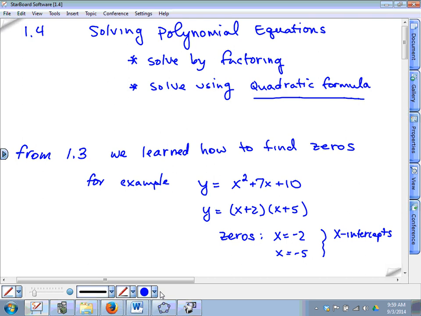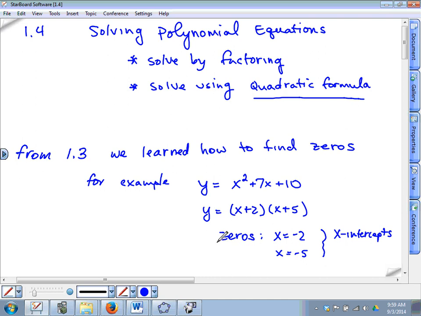So, solving equations. You guys have been solving equations for a long time. Even these quadratic equations you've been solving. We're going to get to higher degrees like x to the third, or possibly x to the fourth. We'll see. But would you guys agree? I hope you agree. Didn't we just barely learn how to do this from section 1.3, that last assignment we did?